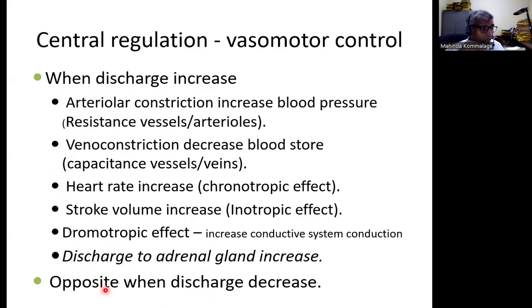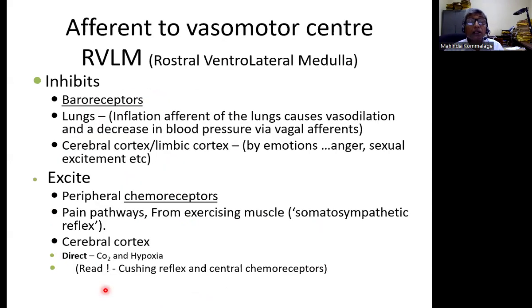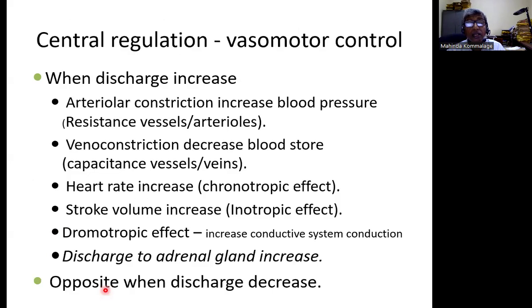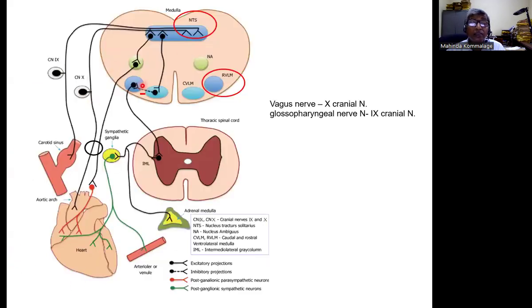So basically it is a continuous process: activation, inactivation, activation, inactivation. RVLM also gets input. This place cannot act by itself. It should get input from different sources, different places. So let's see what inputs it gets.